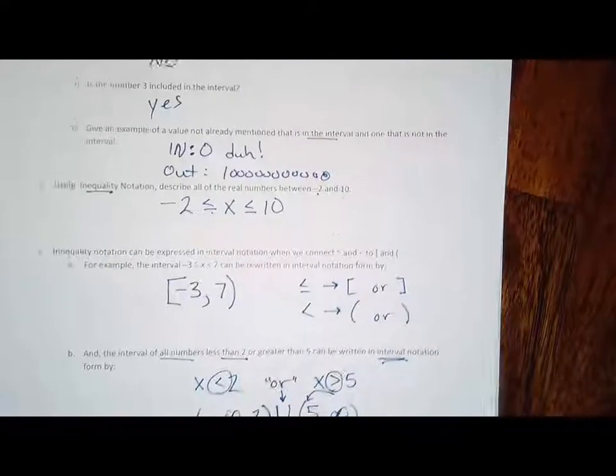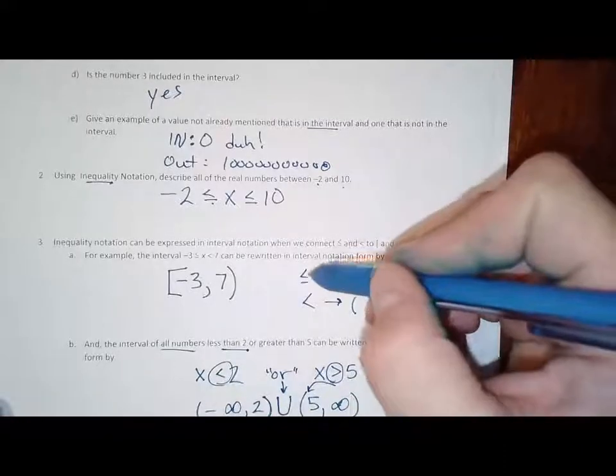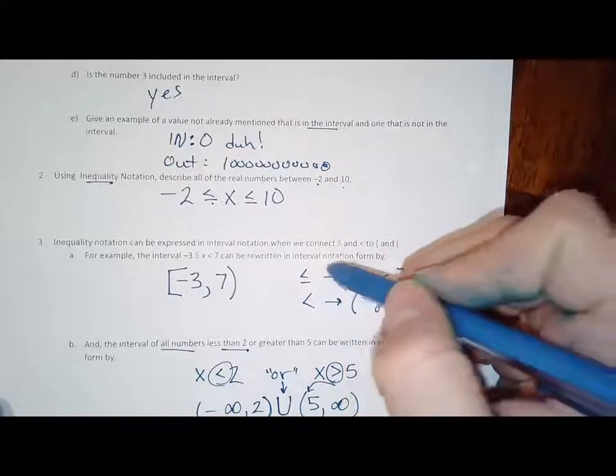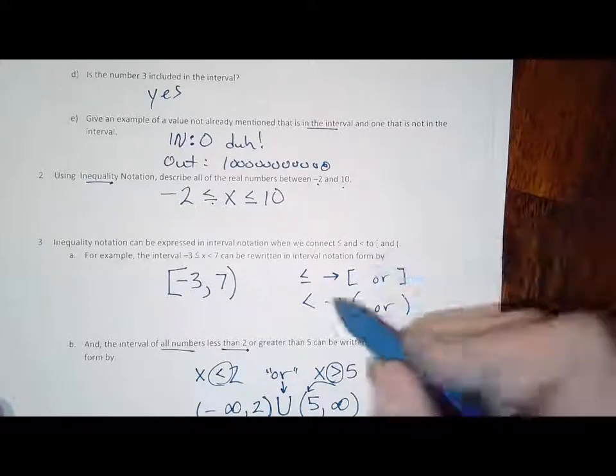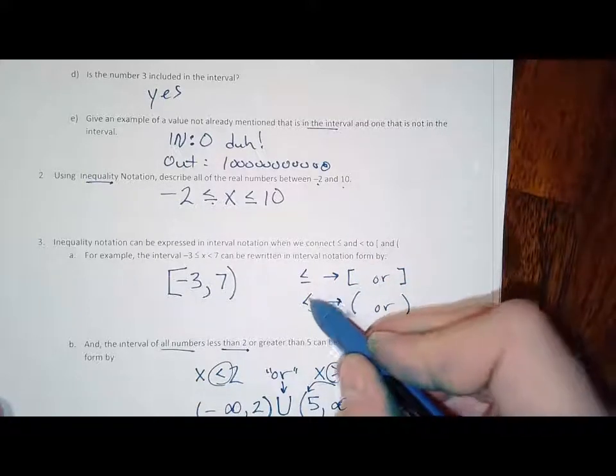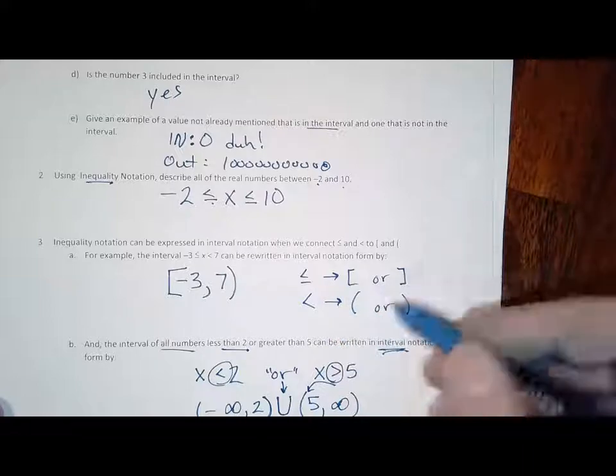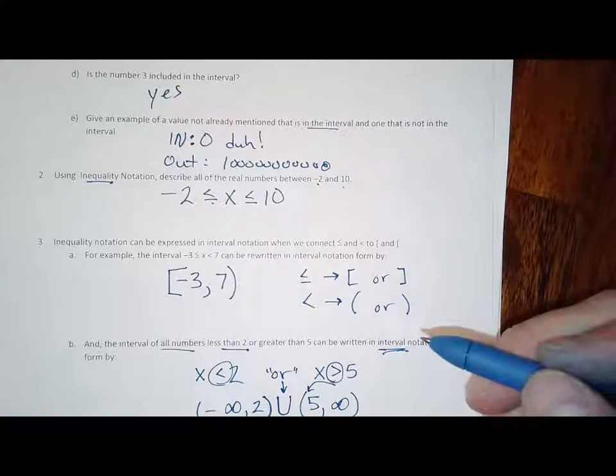And then the comment I made over here, and I had to think about it for a second after I wrote it: if we're including the endpoint, so less than or equal to, we'll use brackets. If we are using less than but not equal to, we'll use parentheses.